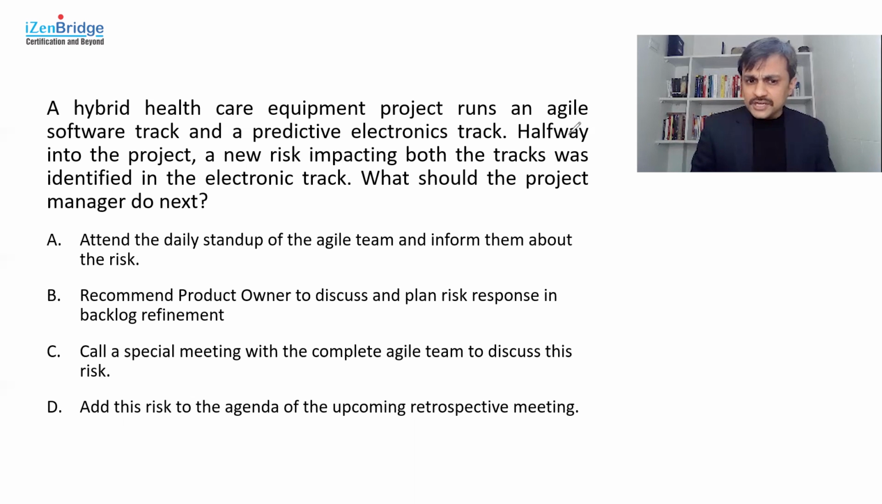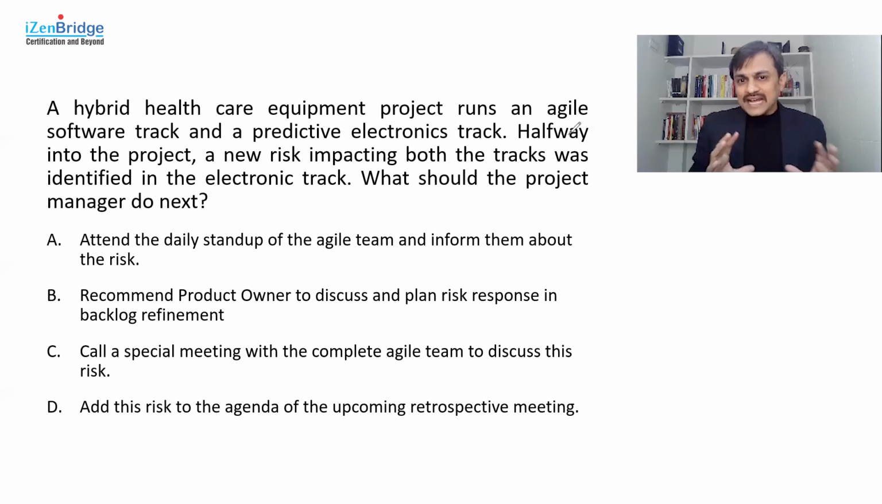Option C, call a special meeting with the complete agile team to discuss this risk. Not necessarily a good option unless we have an emergency, because when the team is working on the current iteration, we should let them work on it. If I see something in the description which says this is going to impact their current iteration, then I might need to choose option C. But if I don't see that clue coming in, then I shouldn't be disturbing my agile team in the current iteration.